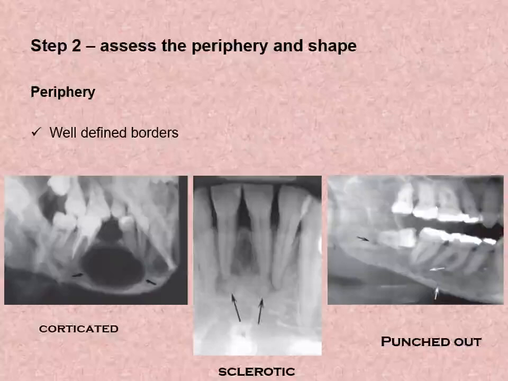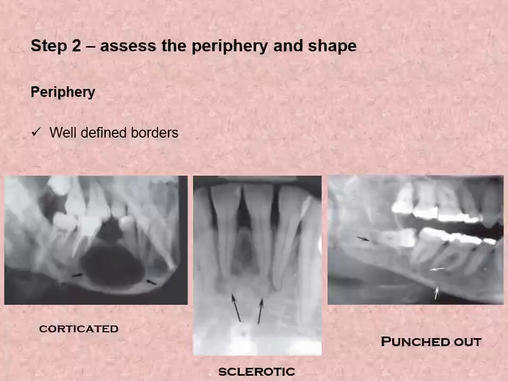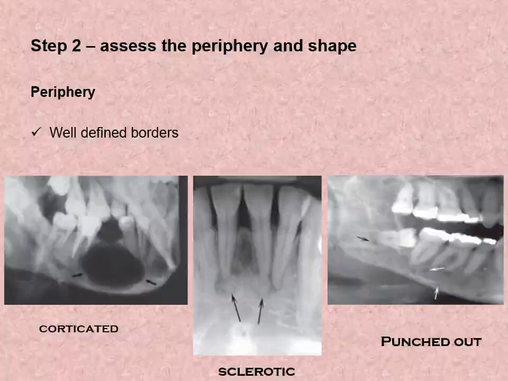Coming to step 2, we need to assess the periphery and shape of a pathology. What is periphery? Periphery is also called a border or a boundary. Periphery is nothing but the junction between the normal bone and the pathology. Usually this periphery can have well-defined borders or ill-defined borders.